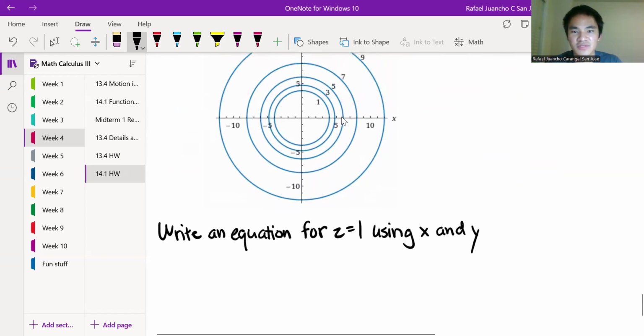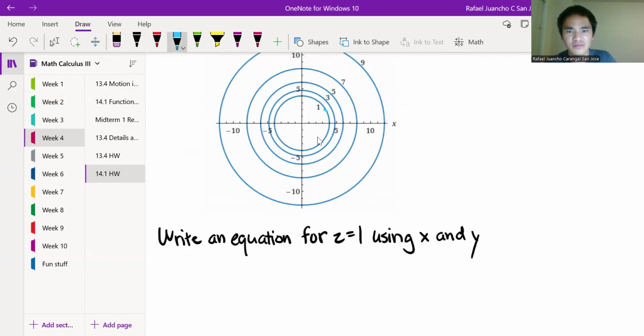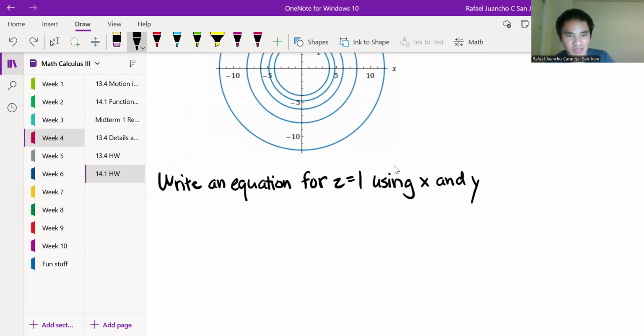So here we see, oh, z equals 1 right here. Oh, why did I use that? I should have used this. Z equals 1, that thing. And so what's that equation? Well, to me, it looks like a circle. And it's the center of the origin. So I would say it's a circle. My center is the origin. What's my radius?